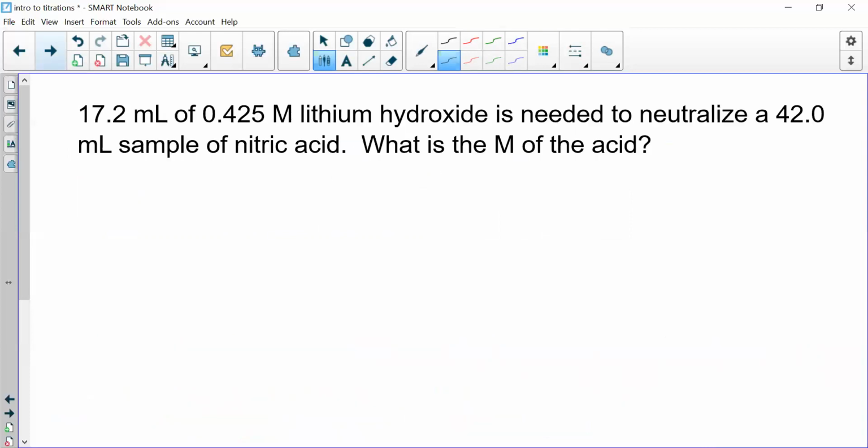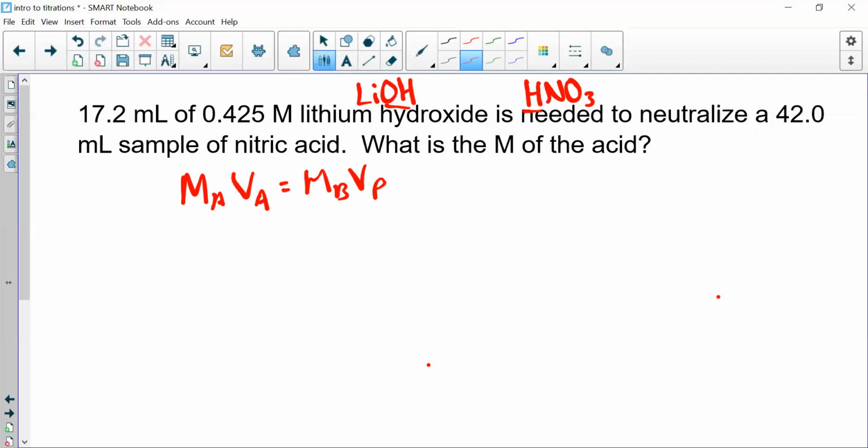In fact, I encourage you to pause here, work through this one, and then check. So lithium hydroxide is LiOH. Nitric acid is HNO3. Can we use a shortcut here? Yes, because we have one hydroxide and one hydrogen. It's the same number. All right, so molarity of the acid times volume of the acid equals molarity of the base times volume of the base.